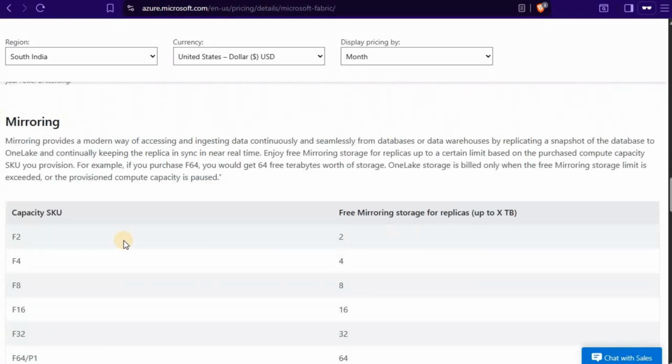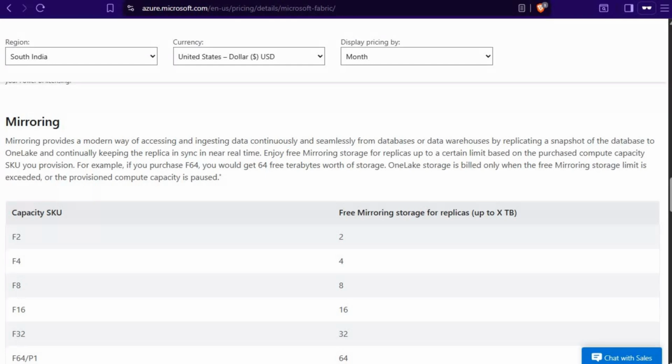Microsoft Fabric includes a feature called mirroring that provides continuous data replication from external data sources into OneLake. Think of mirroring as a way to keep an up-to-date copy of a SQL database or other data source in OneLake for analytics without manual exports. It takes a snapshot of your external database and then keeps that replica in sync in near real time in OneLake. Now, how is this priced?